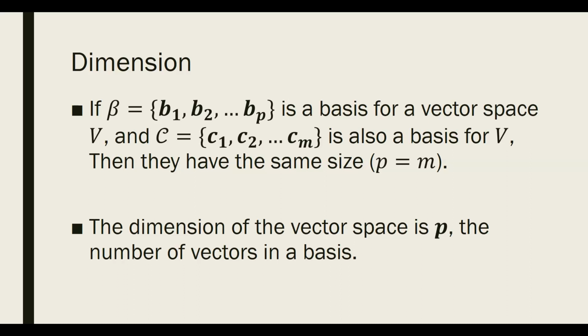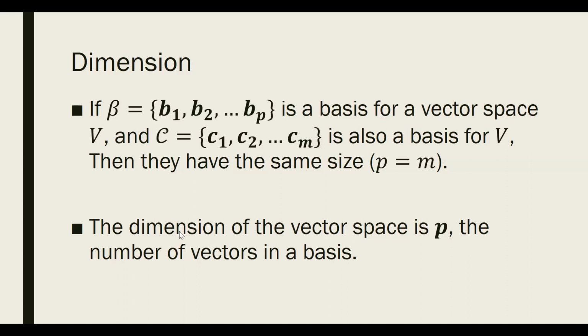If they are bases for the same vector space, then they have to have the same size. What we mean by that is the number of vectors in B has to be equal to the number of vectors in C. And because of that, we end up with this fact: the dimension of the vector space is P, the number of vectors in a basis.